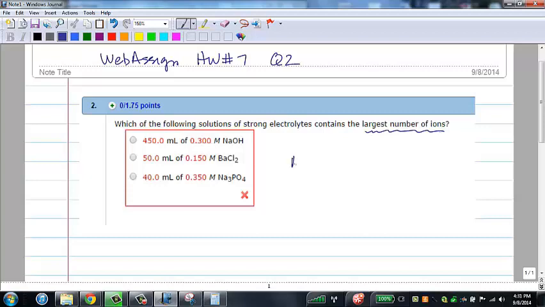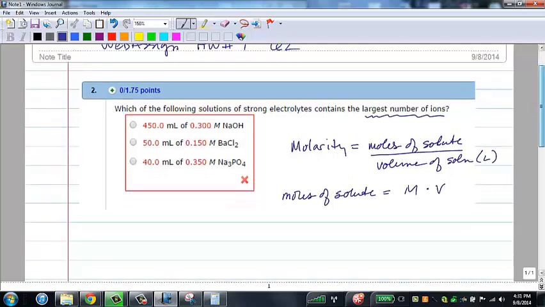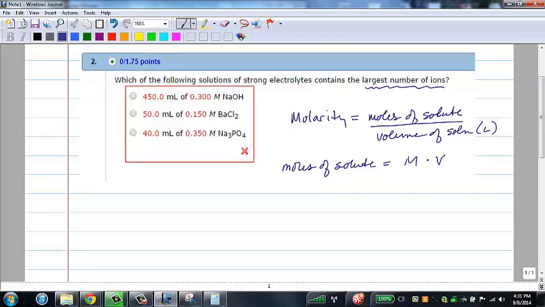We'll be using the definition of molarity to find the moles. Molarity, of course, is equal to the moles of solute divided by the volume of the solution measured in liters. And we're going to rearrange this so that we're solving for moles of solute. So the moles of solute is equal to the molarity of the solution times the volume of the solution measured in liters. So the first solution has a molarity of 0.3.